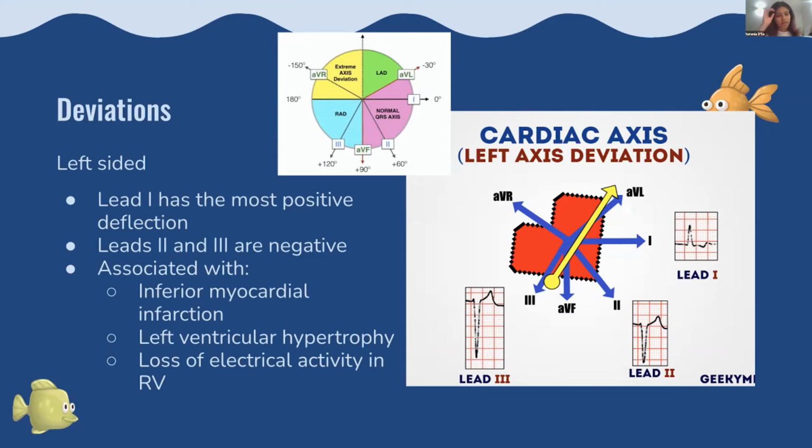But yeah, so to keep going, left-sided deviation can be associated with inferior myocardial infarction, left ventricular hypertrophy, and just loss of electrical activity within the right ventricle. So this is always something to look out for. And similarly, on the next slide, we have right-sided deviation.